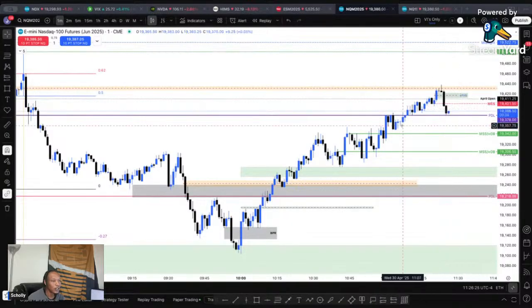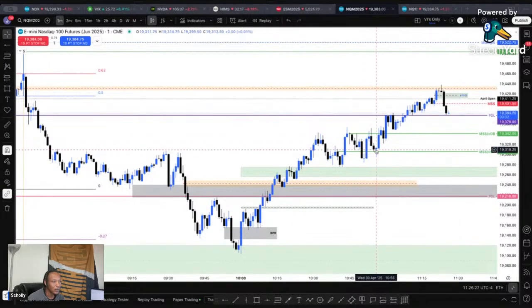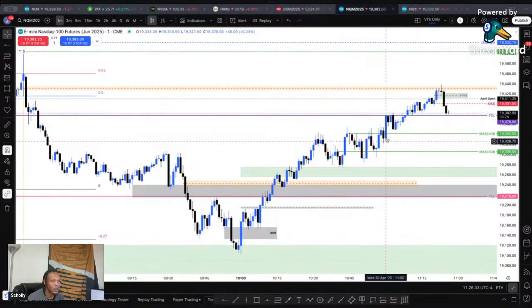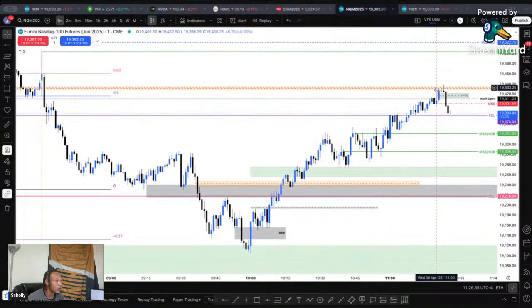And that was a solid trade, man. Where I got in at? I got in around here somewhere. Got in on one of these order blocks. Came all the way to the first gap from yesterday.